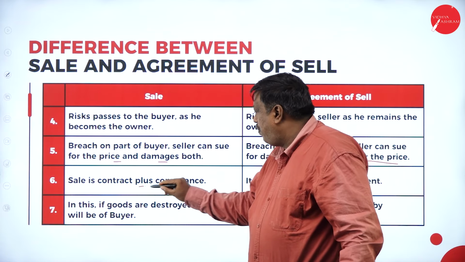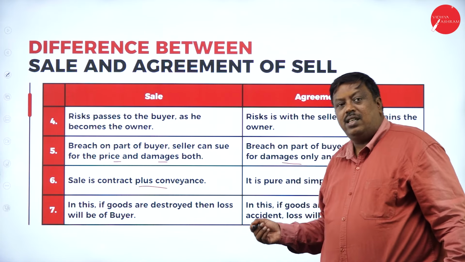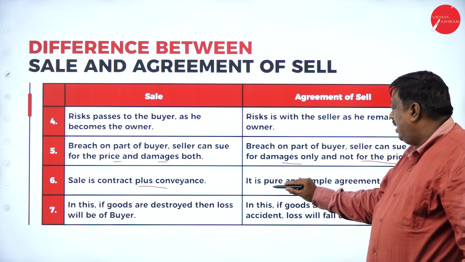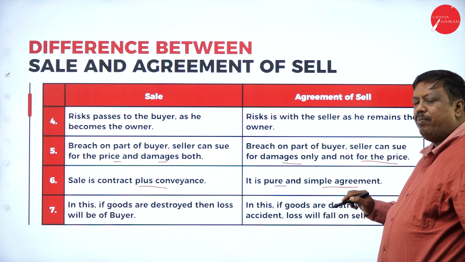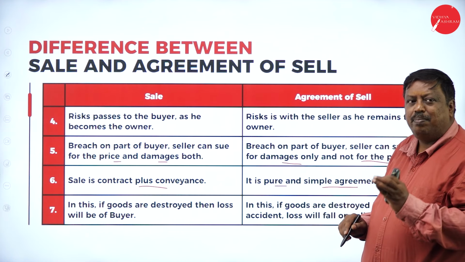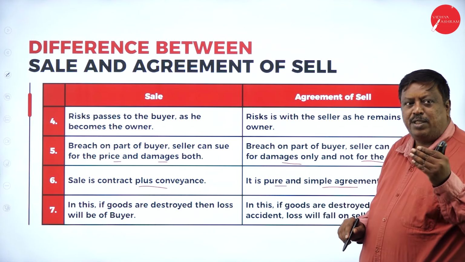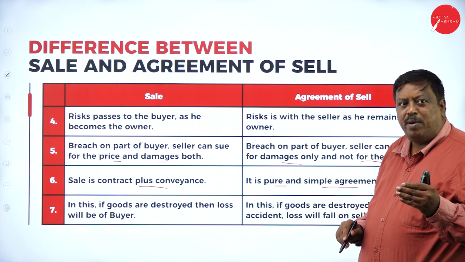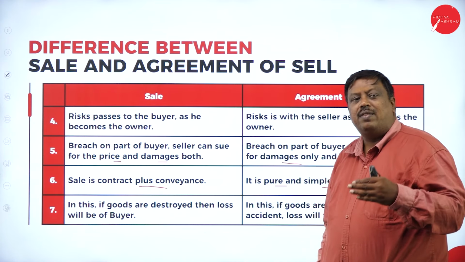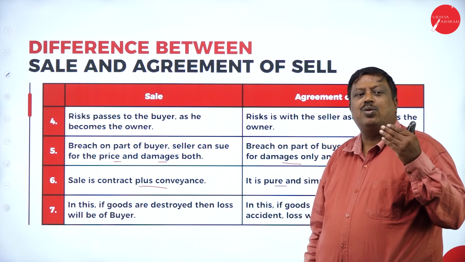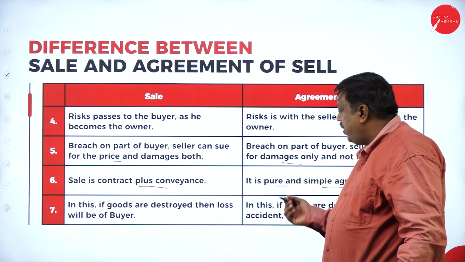Sale is contract plus conveyance. Here, selling the goods means contract plus conveyance. An agreement to sell is a pure, simple agreement where the goods will be sold to you on a certain date. The amount has to be paid. Initially a down payment should be made, and later, when we deliver the goods, the remaining balance amount should be paid, and only then will the goods be delivered. Like this, we are going to have it.